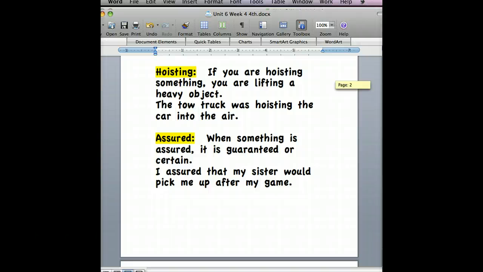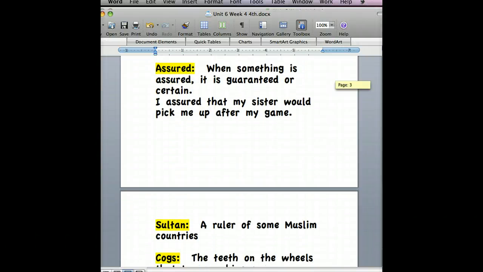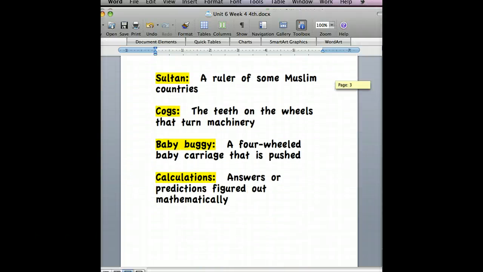Hoisting. If you are hoisting something, you are lifting a heavy object. Assured. When something is assured, it is guaranteed or certain. Sultan, a ruler of some Muslim countries. Cogs, the teeth on the wheels that turn machinery. Baby buggy, a four-wheeled baby carriage that is pushed. And calculations, answers or predictions figured out mathematically.